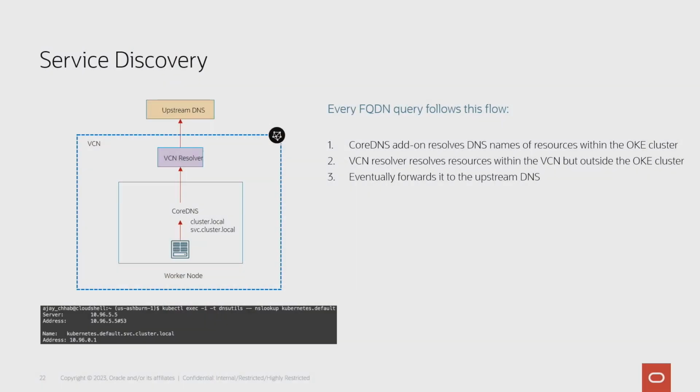So let's say a pod or a service wants to do service discovery of another service. The first request would go to the CoreDNS. Now if the CoreDNS is unable to do a resolution, that request gets forwarded to the VCN resolver. And if the VCN resolver is not able to do a discovery, it would eventually go to any of the upstream DNS servers that you may have configured. So this is usually how the flow of service discovery happens when you have a microservice or a pod in OKE.